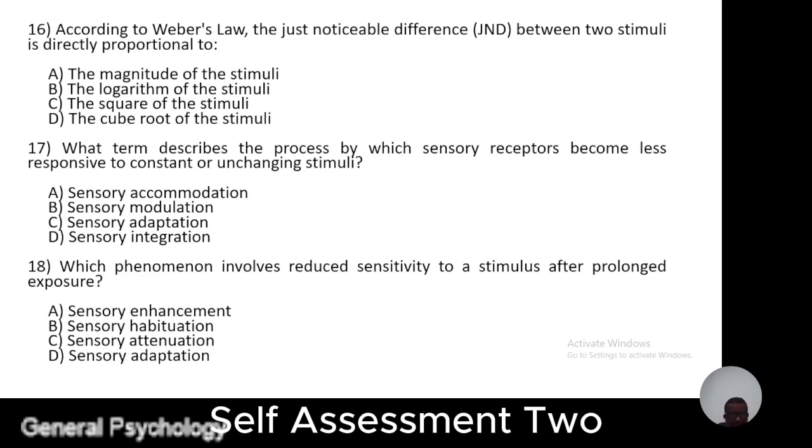Question number 17. What term describes the process by which sensory receptors become less responsive to constant or unchanging stimuli? A, sensory accommodation. B, sensory modulation. C, sensory adaptation. D, sensory integration. Question number 18. Which phenomenon involves reduced sensitivity to a stimulus after prolonged exposure? A, sensory enhancement. B, sensory habituation. C, sensory attenuation. D, sensory adaptation.